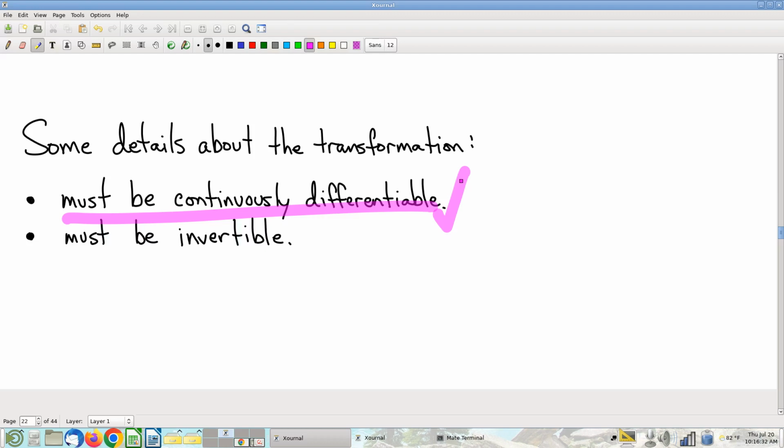We're not going to get bogged down in that because all the functions we're going to choose are going to be continuously differentiable. So nothing to worry about there. Also, they all must be invertible. And this is another, it can be a sticky wicket.